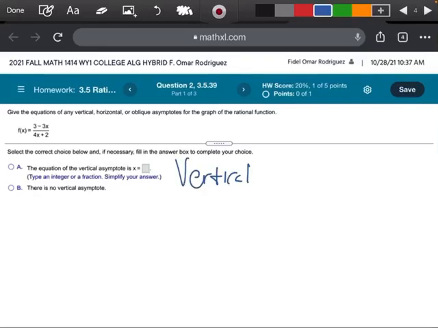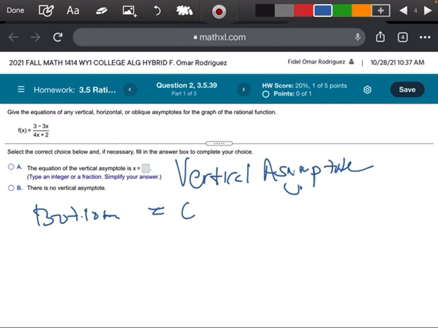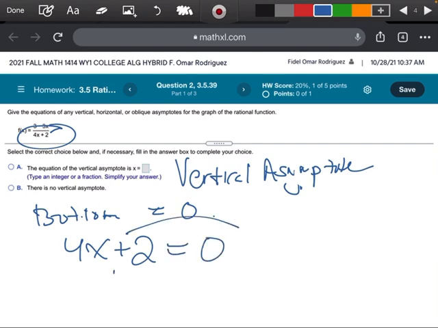Okay, so just a quick reminder, the way we find the vertical asymptotes is we set the bottom part equal to 0. So I'm going to take the bottom part here, 4x plus 2. I'm going to set that equal to 0.